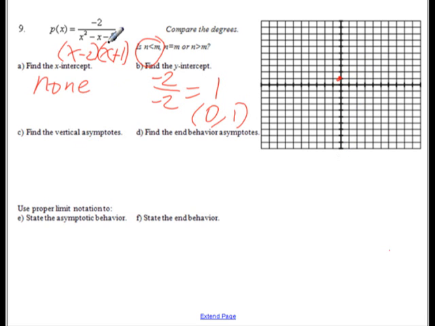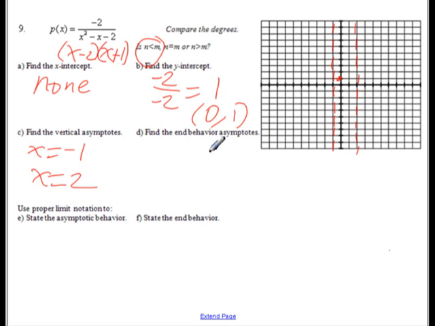Vertical asymptotes, I've already factored the bottom, so I see there are going to be 2 of them. That's the zeros of the denominator, so x equals -1 and x equals 2. So I'm going to go ahead and sketch those vertical asymptotes.